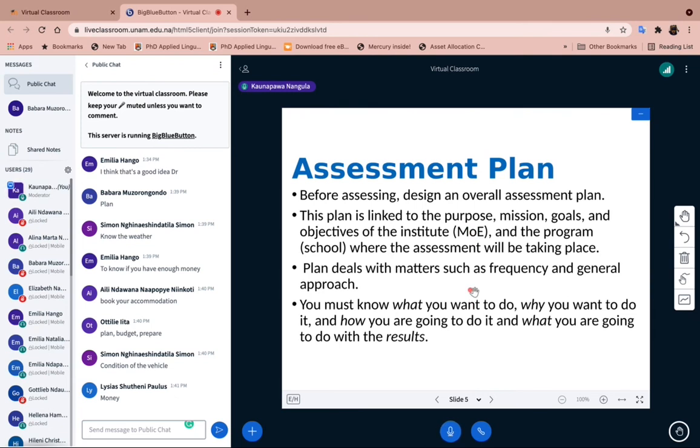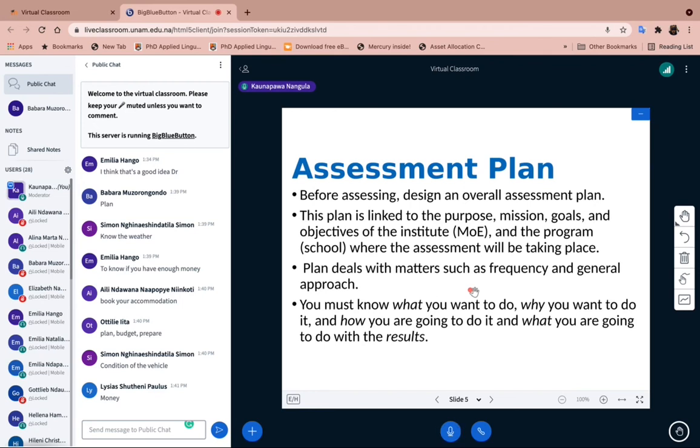And next, the assessment plan deals with matters such as frequency, like how often would you be assessing, at which intervals within, let's say, a semester or a year will you be giving assessment, and the general approach, and we'll see the general approach that comes with the assessment plan.